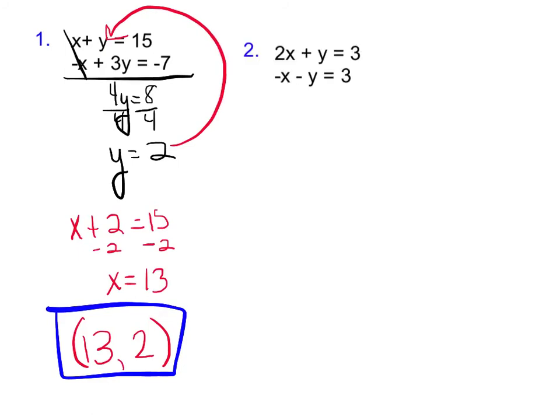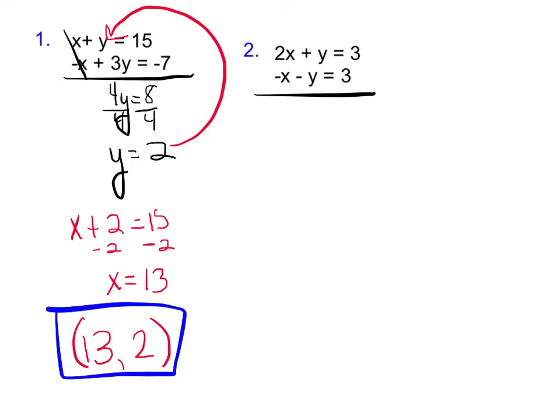All right, in our second example, 2x plus y equals 3, and negative x minus y equals 3. Look at them, see if everything's lined up. I always suggest that you put the x and y on the left side of the equation. Are the x and y's both on the left side? Yes, and your number's on the right. So let's add them together.